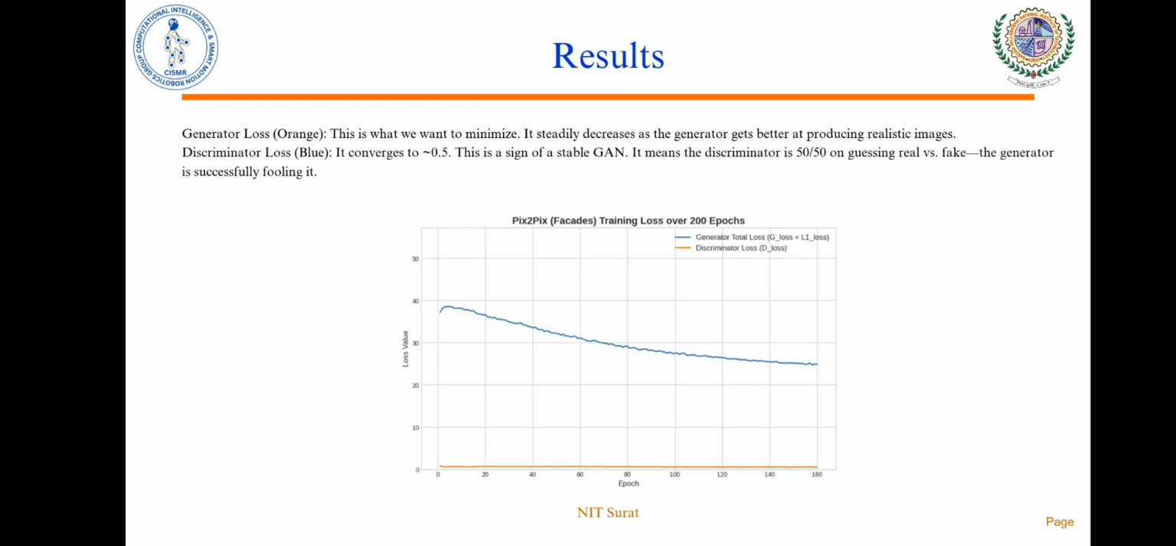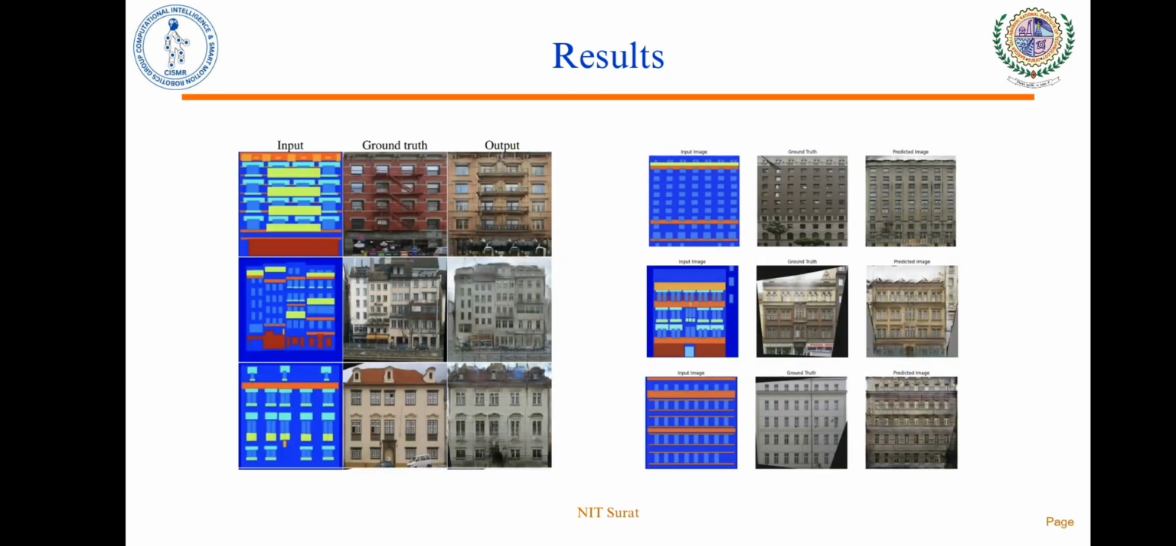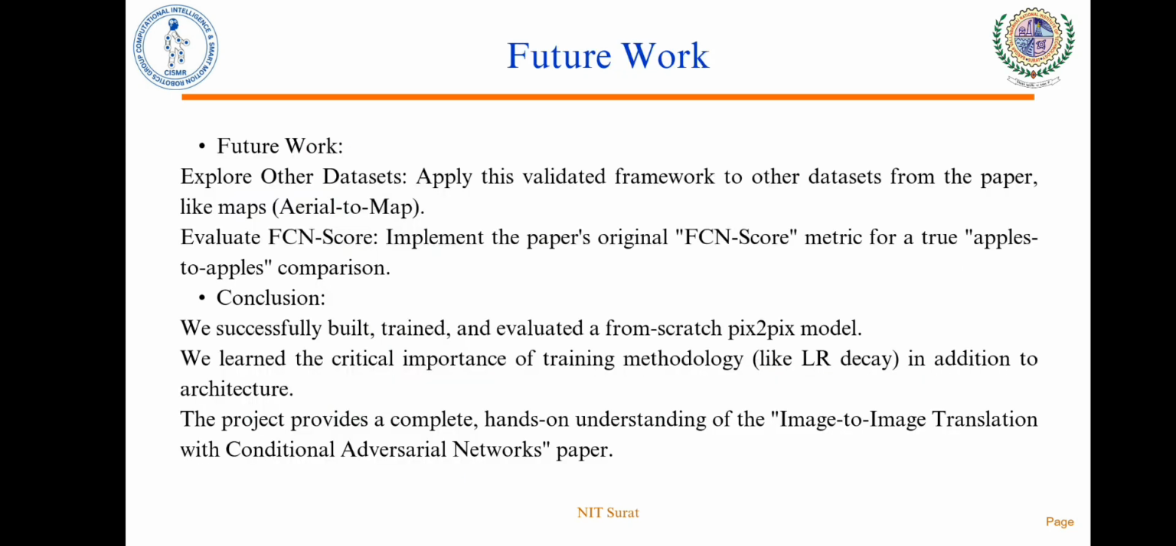These are all generator graphs, and this slide shows the output produced by our trained generator. We can see how the model converts label maps into realistic building facades, and these are our inputs, ground truth, and outputs. That's it. Then future work and conclusion.